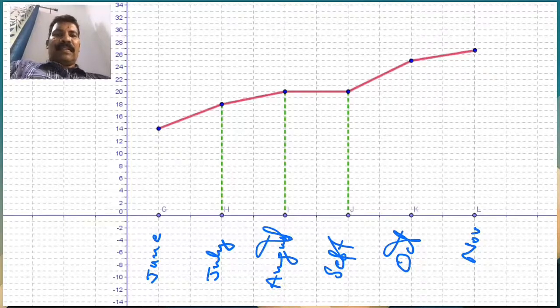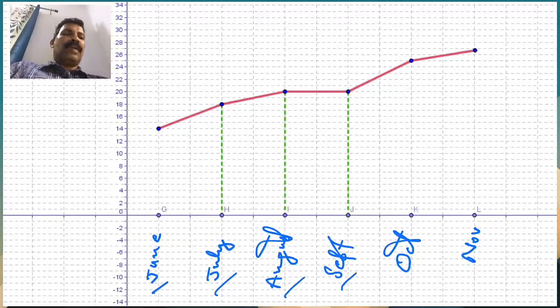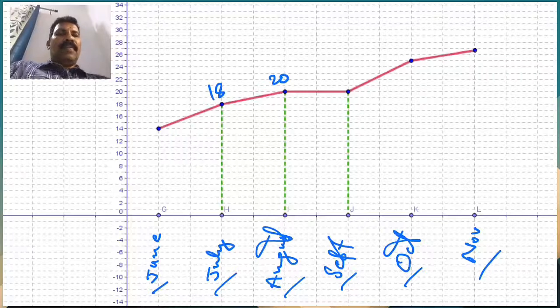Let us consider the marks scored by a student in successive unit tests conducted in June, July, August, September, October, November. When we consider the marks scored in July, you can see that it is 18 marks here, and in August you can see that it is 20 marks. It means the curve is going up, which means the student is making progress.